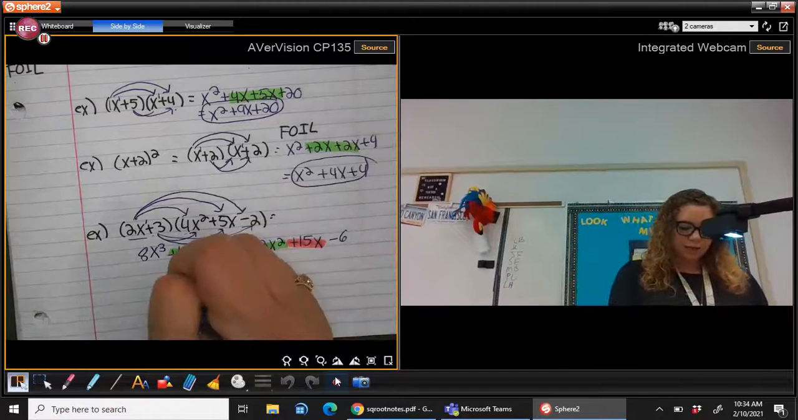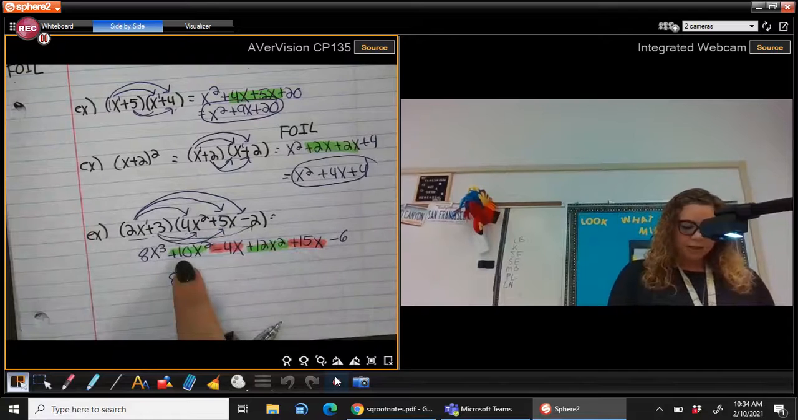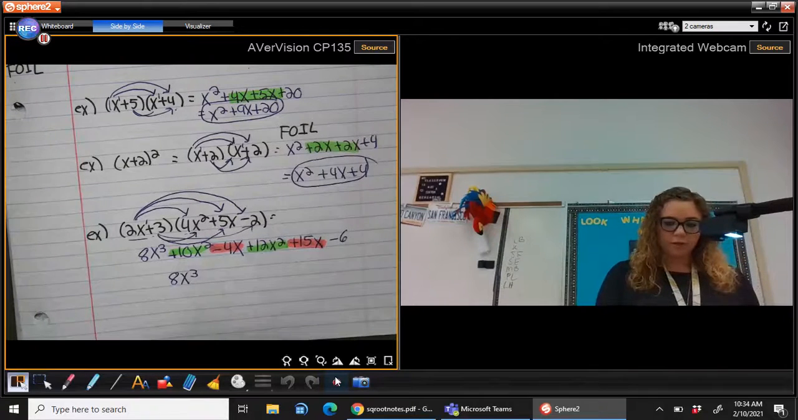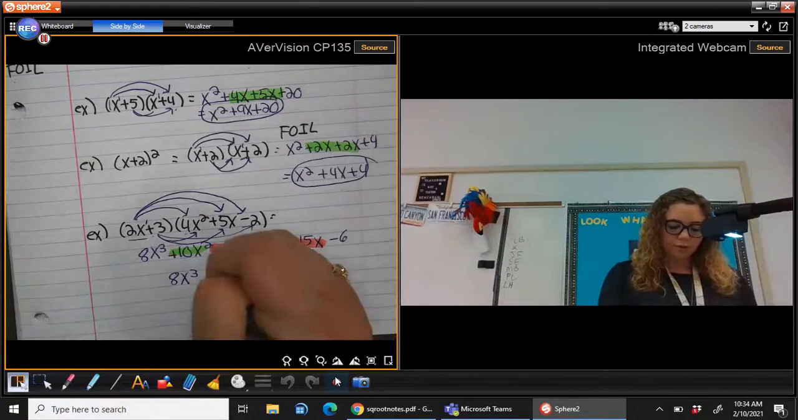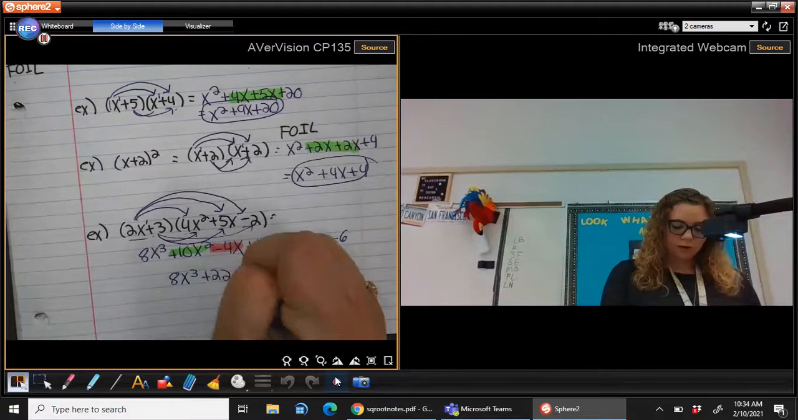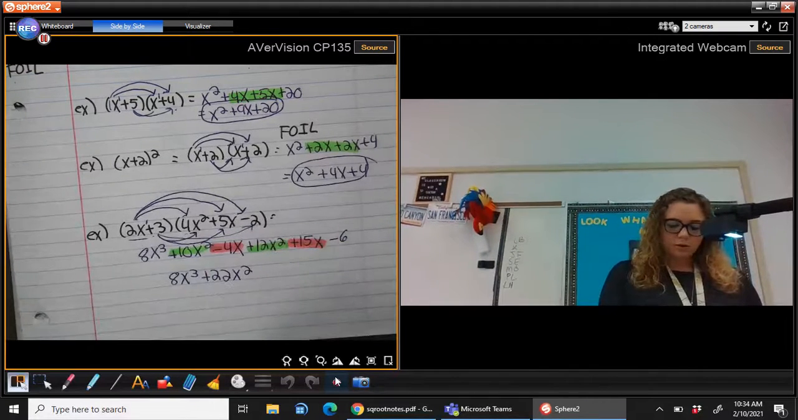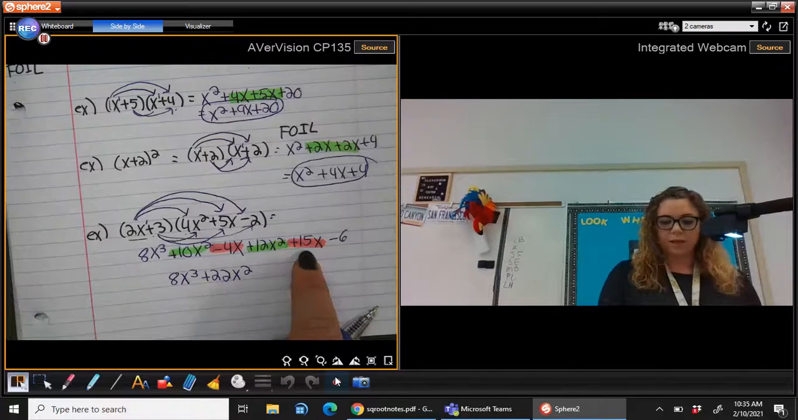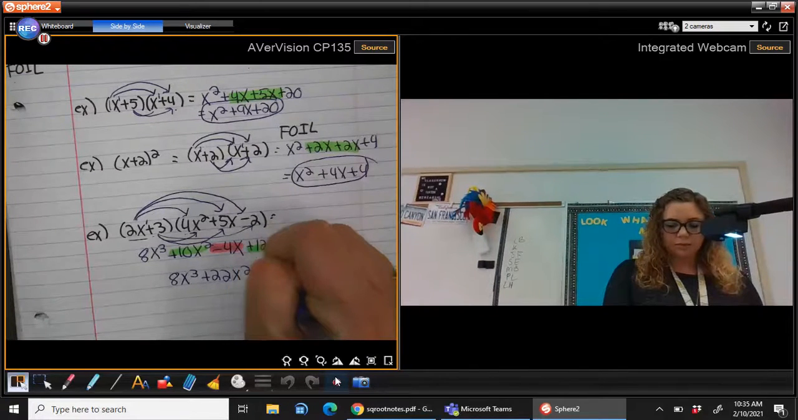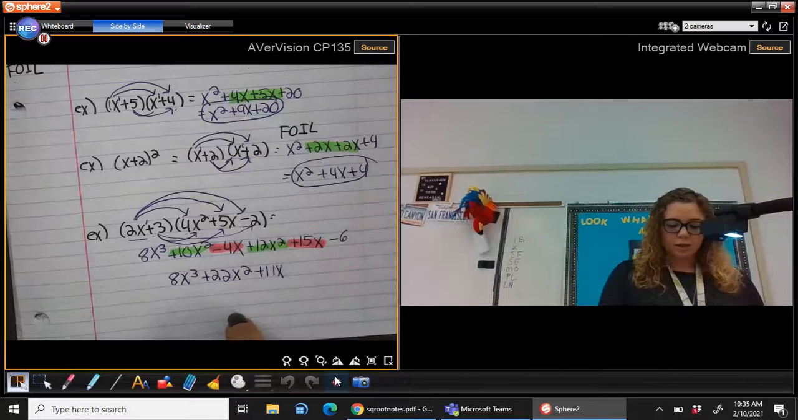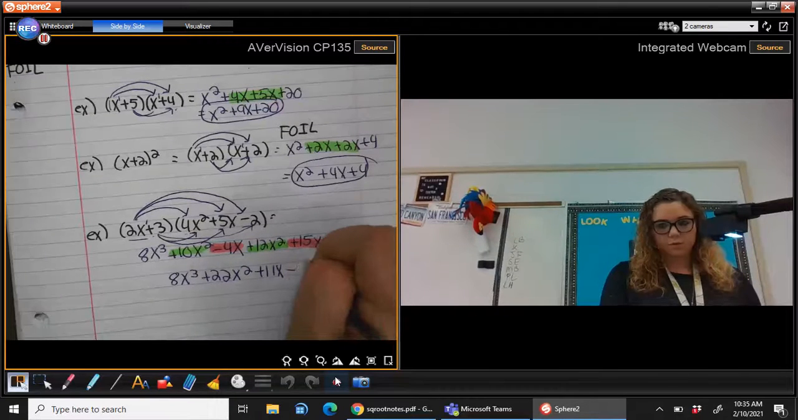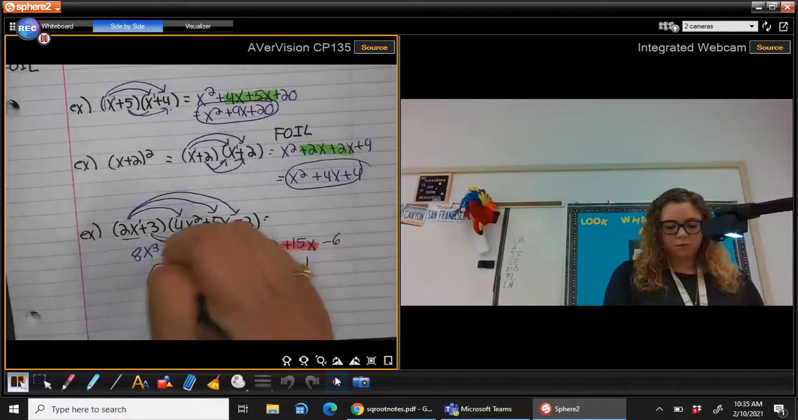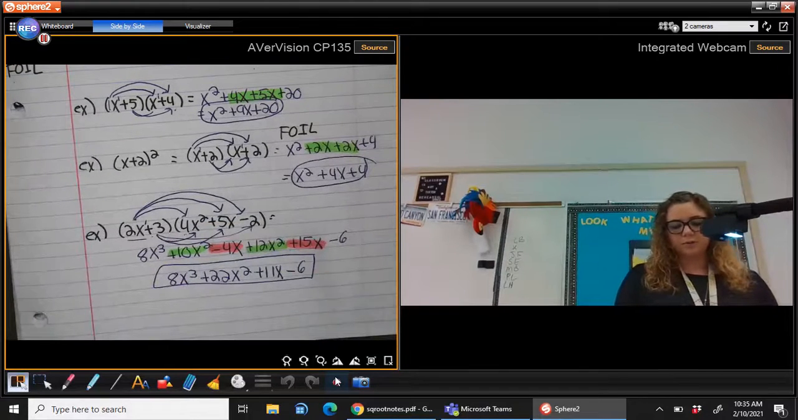So I have 8x to the cube. 10 plus 12 is going to give me 24. I mean, not 24, 22x squared. Then negative 4 plus 15x is going to give me plus 11x. And then I have negative 6. Okay, and that is my answer.